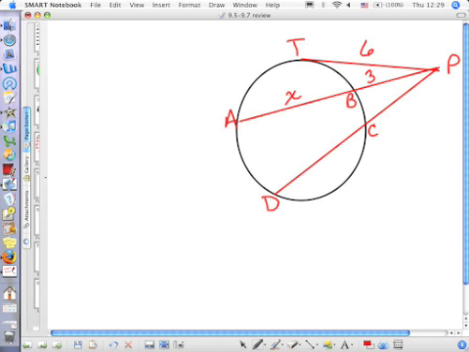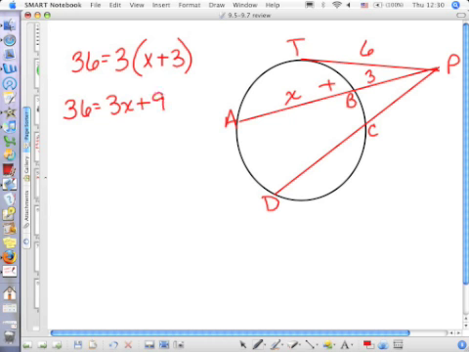What's the setup? 6. Excellent. The tangent multiplied by itself. 6 times 6 is 36. Then the outside section here, which would be PB, times the whole thing. All right, so we have 36 is equal to 3x plus 9. We subtract 9 from both sides. 3x is equal to 27. So x was equal to 9.